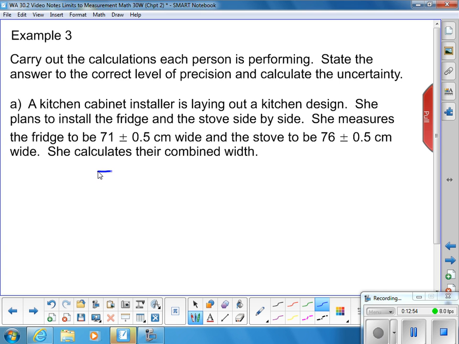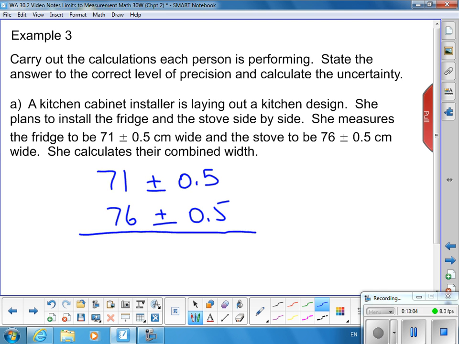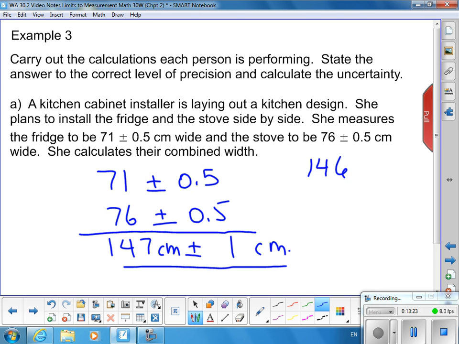So you would take and add the two together. And you can line them up just like you would add columns of numbers. Okay, so you're going to add them both together. So 71 plus 76 is 147, and the uncertainty added together is 1 centimeter. Okay, so the width of the fridge and stove together could be 146 to 148 centimeters, as they could be out a little bit on their measurements.